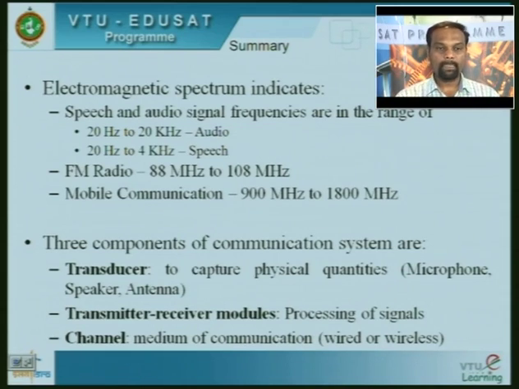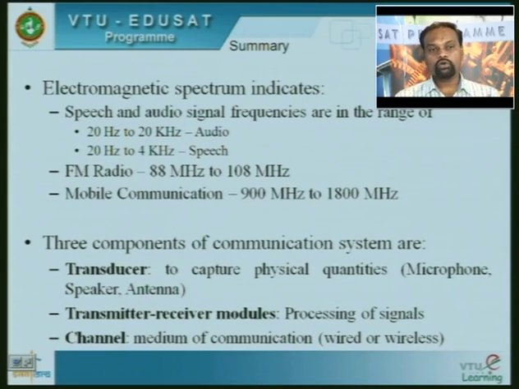Okay, now there are three components of a communication system: the transducer, then the transmitter receiver module, and the channel. The transducer: the front end of any transmitter will have a transducer. We generally call it a sensor, which will capture a physical quantity and convert that into an electrical signal. Then as the signal is processed by the transmitter, before it could be launched onto a channel, we have an antenna that converts the electrical signal to an electromagnetic wave. That is also called a transducer, or we simply call it an actuator, right?